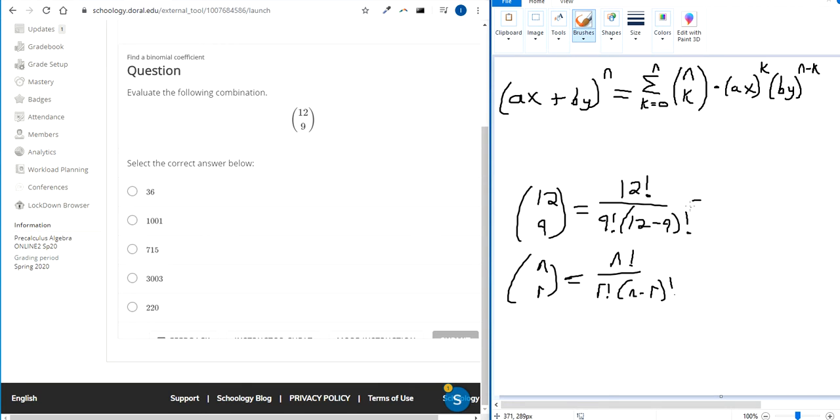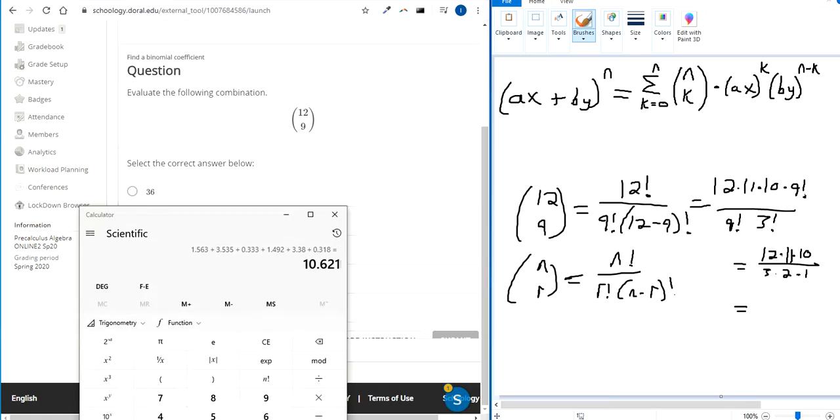Okay, so to simplify this, there's a shortcut. Instead of trying to do 12 times 11 times 10 times 9, you can just do 12 times 11 times 10 and then stop there, because whatever 9 factorial is, it's going to cancel out with whatever 9 factorial is on the bottom. So you've got something much simpler to calculate. You just have to do 12 times 11 times 10 over 3 times 2 times 1, if you want to be thorough. So 3 times 2 times 1 means we get 6 in the denominator. We get 1,320 in the numerator. That's 220.